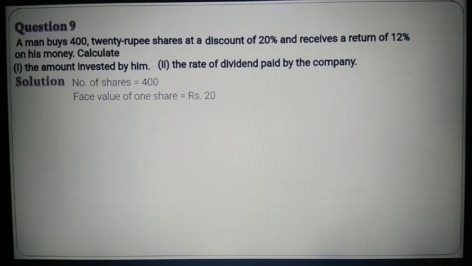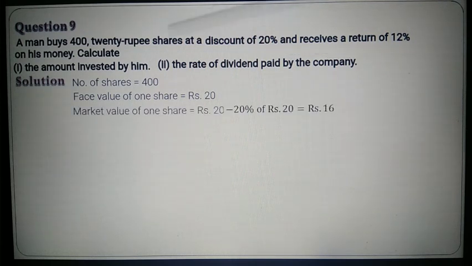As usual, I am writing whatever is given to us. Now face value, or nominal value, is 20, and to calculate my market value we need to subtract the discounted amount. So my market value is going to be 20 minus 20% of rupees 20, which gives me rupees 16. So this is my market value.